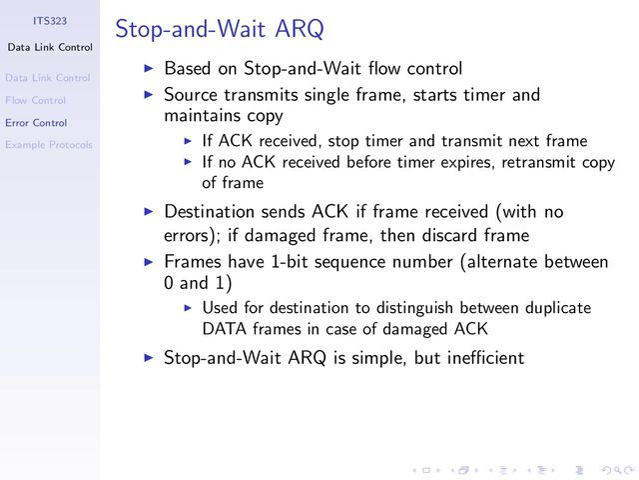Stop and wait is very similar to stop and wait flow control, but now we ask for retransmissions if there are errors. Stop and wait in that we transmit one frame, wait for an acknowledgement. After transmitting a frame, the source stores a copy of that frame that it just sent in case it has to send it again and starts some timer. Transmit the frame, start a timer, and we're waiting for an acknowledgement to come back. If the ACK is received, stop the timer and move on to the next frame.